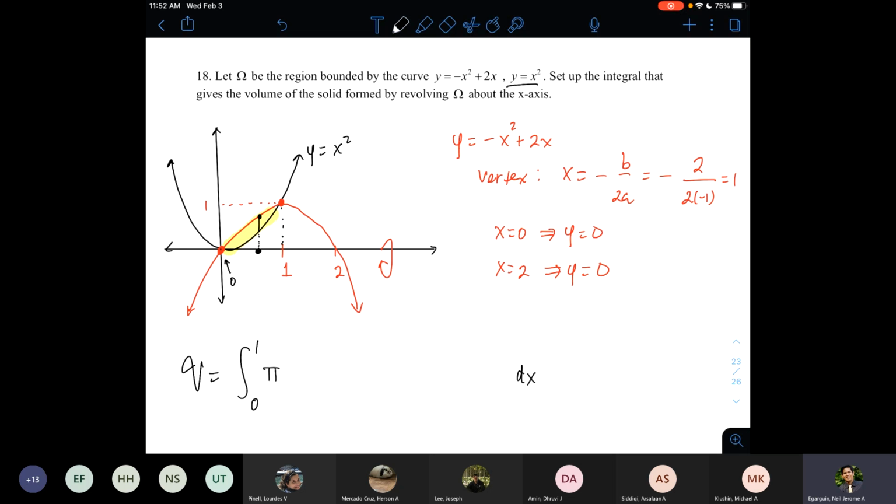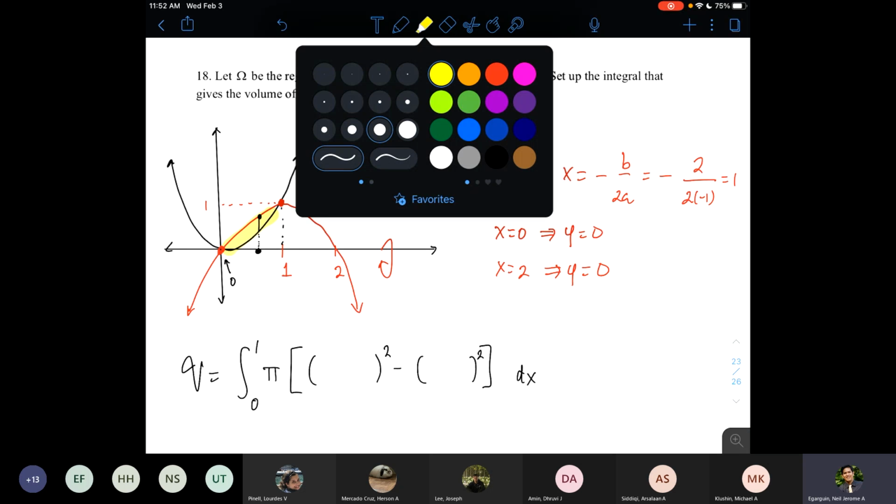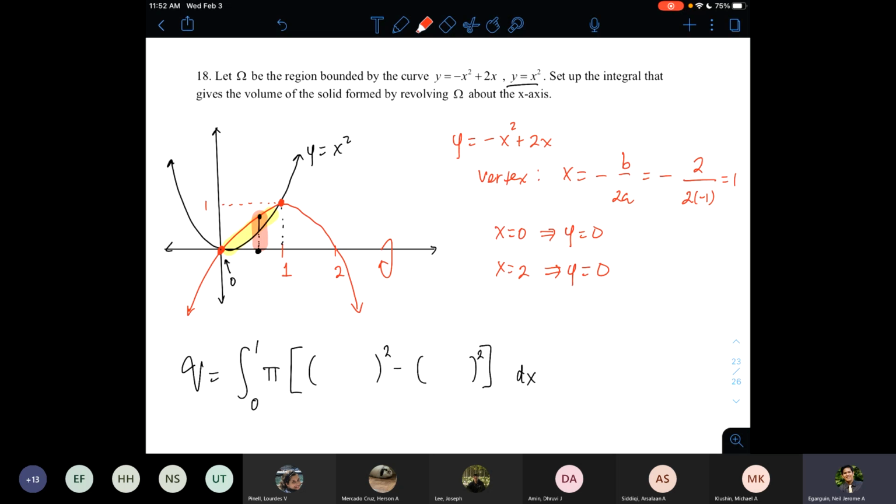And then since this is a method of washers, the integrand would be pi times outer radius squared minus inner radius squared. What's the outer radius? Outer radius is the length of the entire vertical strip. But again, that's top minus bottom. The top function is negative x squared plus 2x, and the bottom function is y equals 0. Remember, the equation of the x-axis is y equals 0. So that's why we will have negative x squared plus 2x minus 0, or you can just disregard the minus 0.